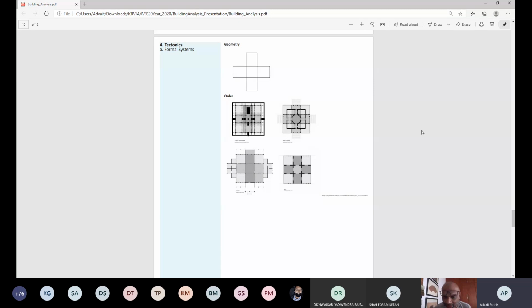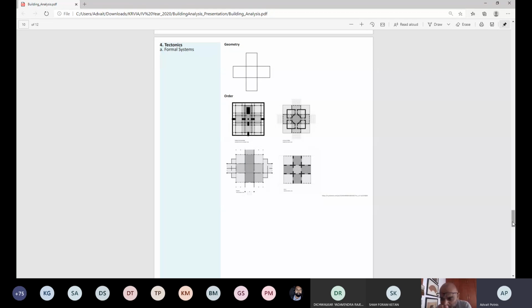I'm still on deep structure. Is everybody else seeing what Advait is talking about? Yeah, we can see. My connection is a bit slow. It's a little bit cracking. Okay, can you hear me now? Hello. Yeah, I can hear you. Okay, I am on tectonics formal system. Is that correct? Yeah, correct. Okay, fine.